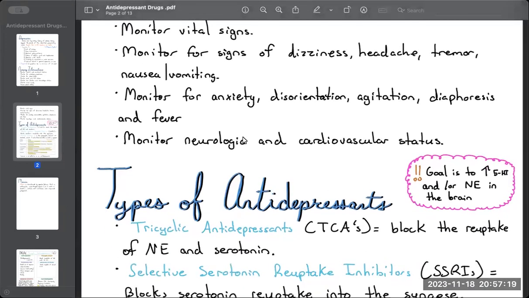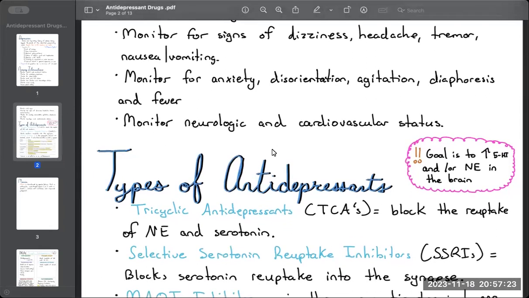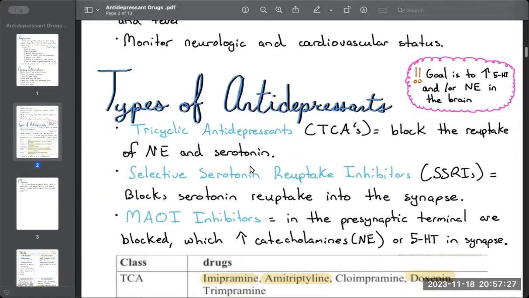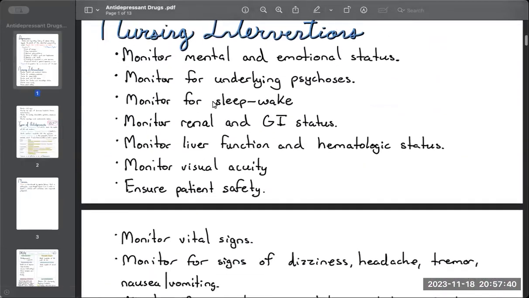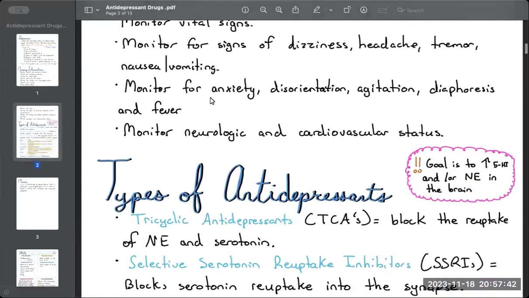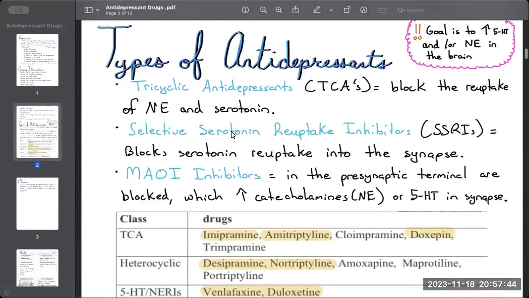Monitor for signs of dizziness, headache, tremors, nausea, vomiting. Monitor for anxiety, disorientation, agitation, diaphoresis, and fever, and monitor always their neurologic and cardiovascular status, okay? Those are just some typical interventions that we're looking at generally for depression, but also for these medications, okay? So this would be good to know as some things for Select All That Apply that you should pick if they're on these medications.